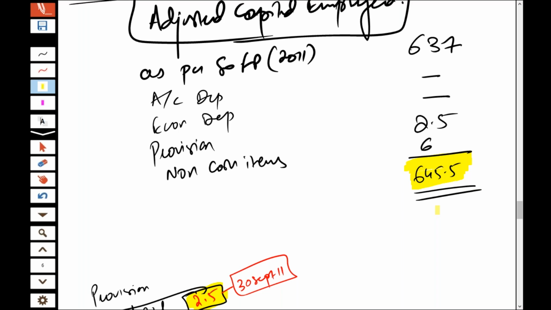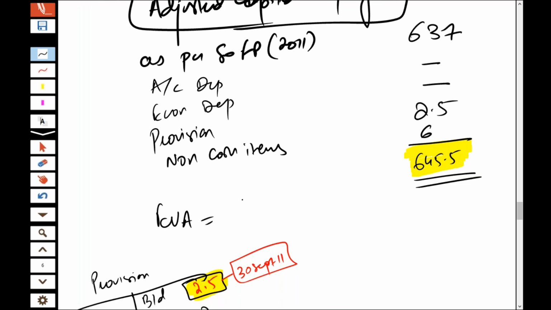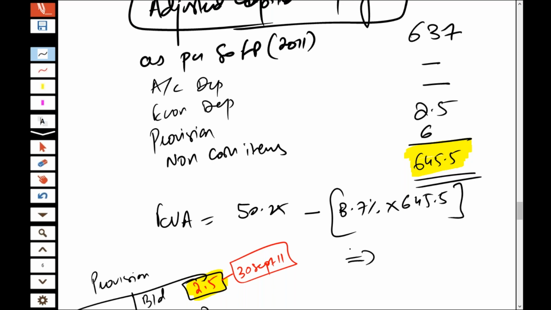Okay, now next. The next situation is, with respect to the next situation, you now need to establish the economic value added. So we have got the NOPAT, which is 50.25, less the VAT, which is 8.7, multiplied by 645.5. So how much do we have? We have got 645.5 multiplied by 8.7%.